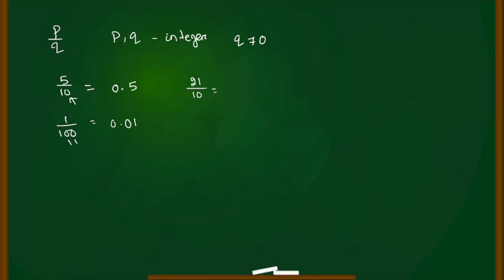Similarly, tell me 21 divided by 10, how to write? Simply first write down the number, that is 21, and 1 zero. That's why 1 digit after the decimal. So the answer is 2.1. Okay.